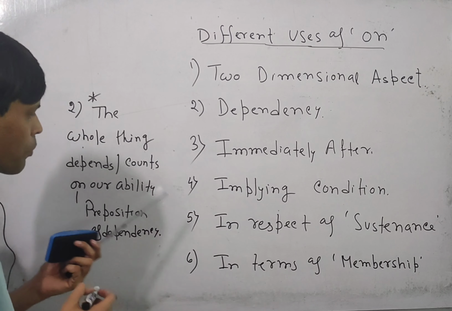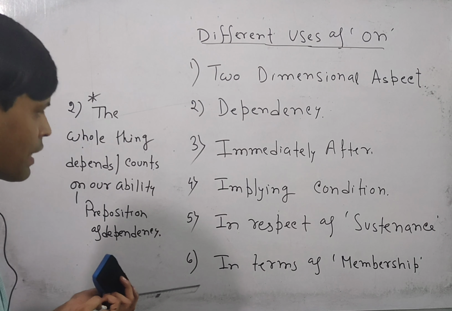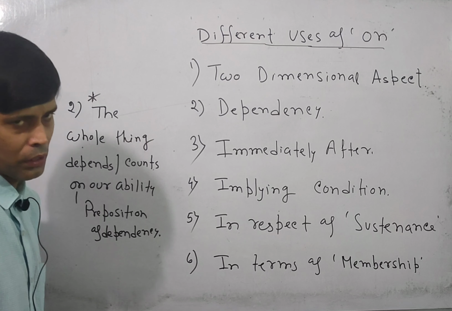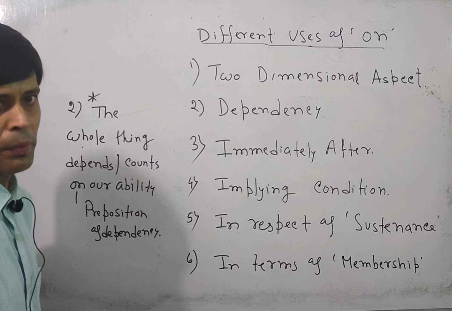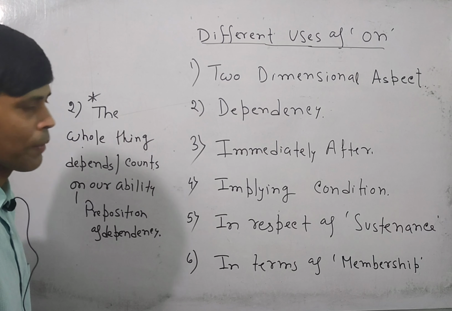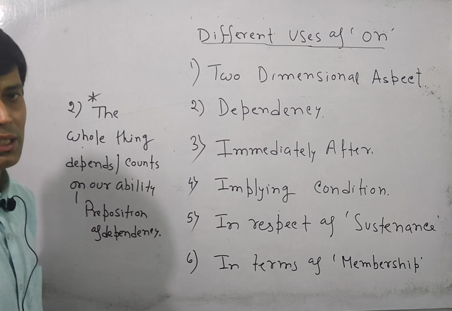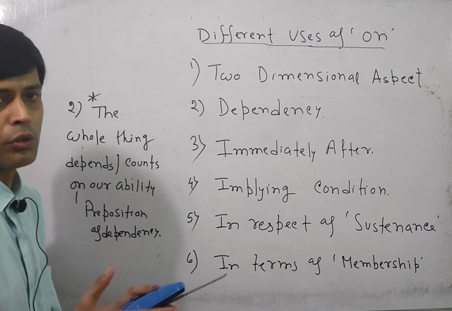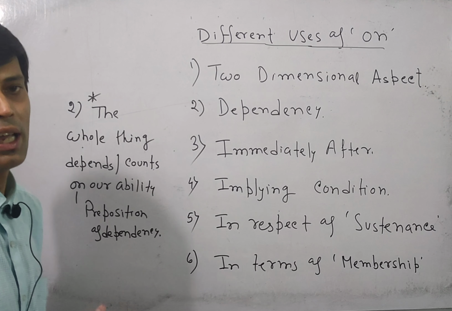Now if I just look over the next question, it's a very special use of on. On also means immediately after. After means after, but on means immediately after. So there is a difference. Immediately after means there is no time gap between two or more than two actions.